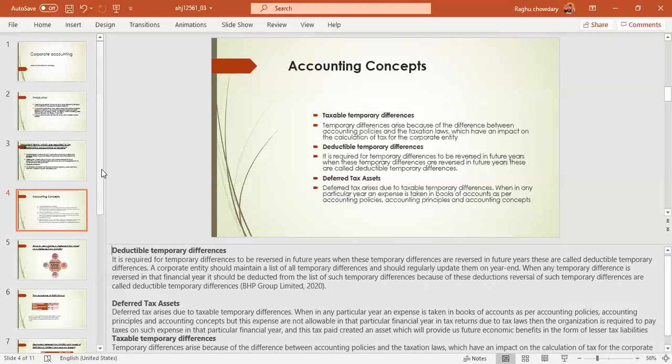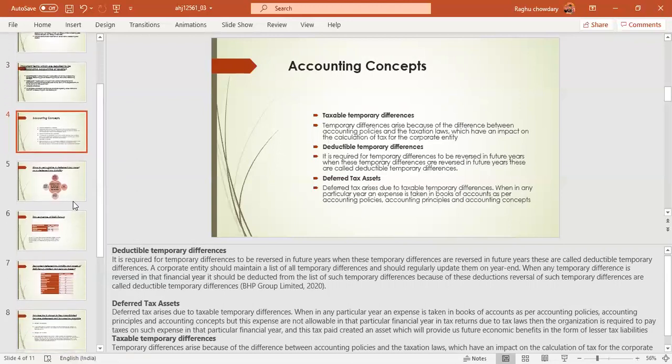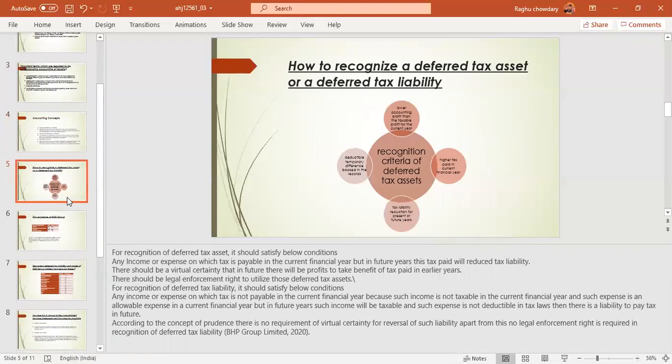So moving on to the next slide, I would like to talk about how to identify a deferred tax asset and a deferred tax liability. From the diagram, we can understand that. First, I would like to describe how to identify a deferred tax asset. It has to meet some conditions that can be stated below.